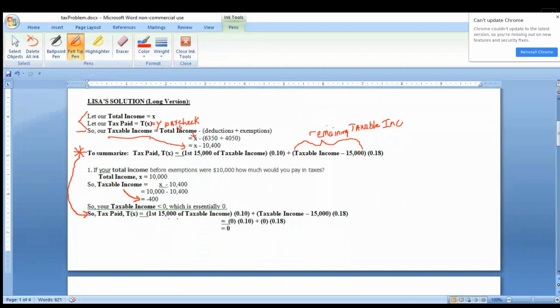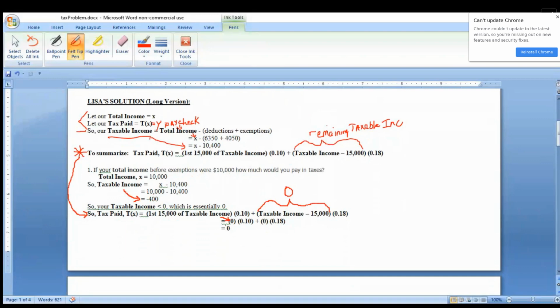So the first 15,000 of taxable income, which we already said is essentially zero, would just be zero. 0 times 10% is 0. And then this right half isn't even applicable because there's nothing left over from 0, obviously. So I just put 0 in again for this portion. 0 times 18% is 0. So there you go.